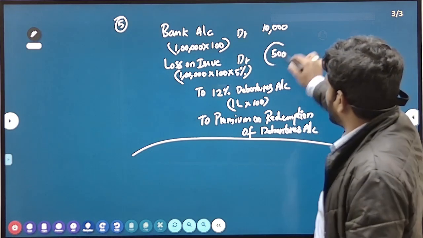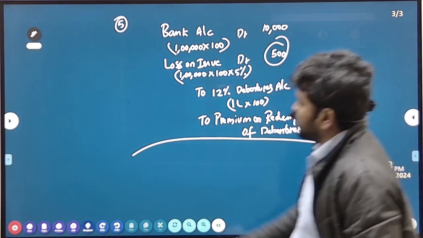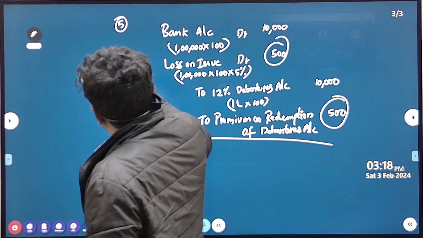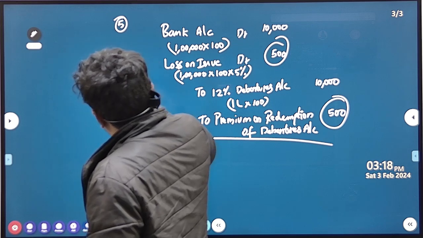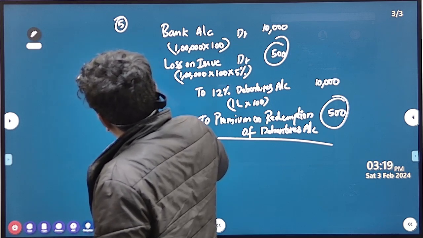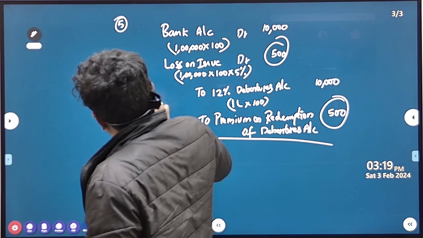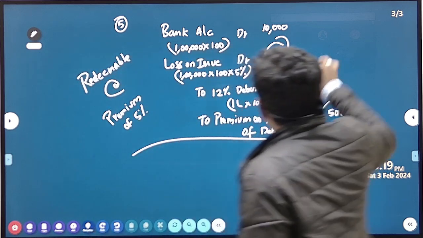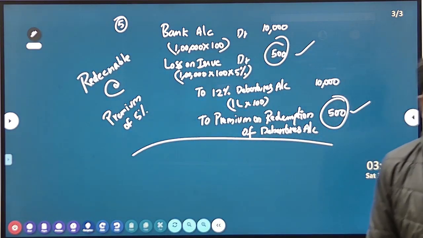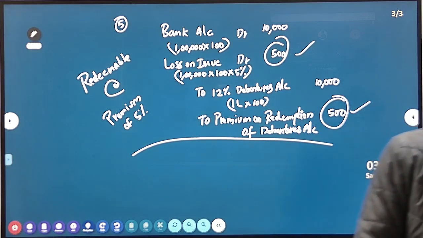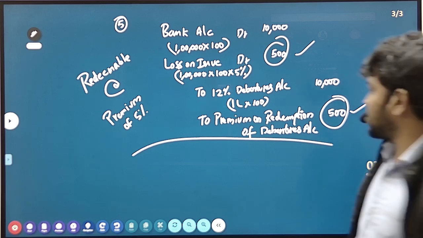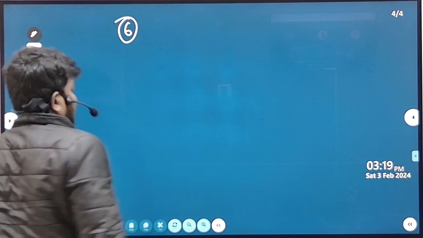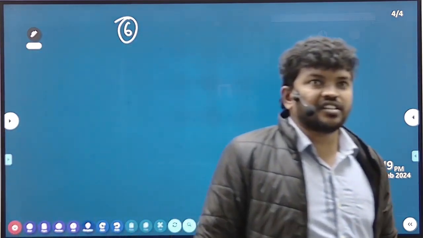These both are extra because it is redeemable at premium of 5%. That 500 is a loss to the company. Now the last entry, what is the last entry? Tell me, what is the last entry?